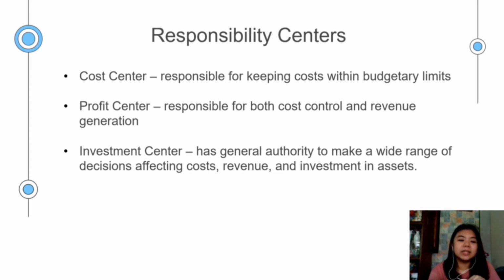And then lastly is the investment center. It has the general authority to make a wide range of decisions affecting costs, revenue, and investment in assets. Example of this is a portfolio department for the investment in equity or debt.